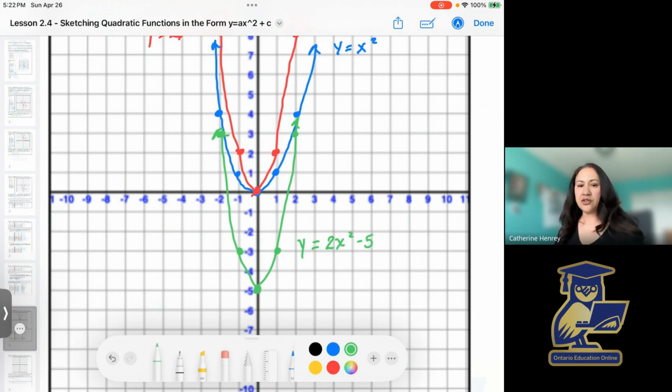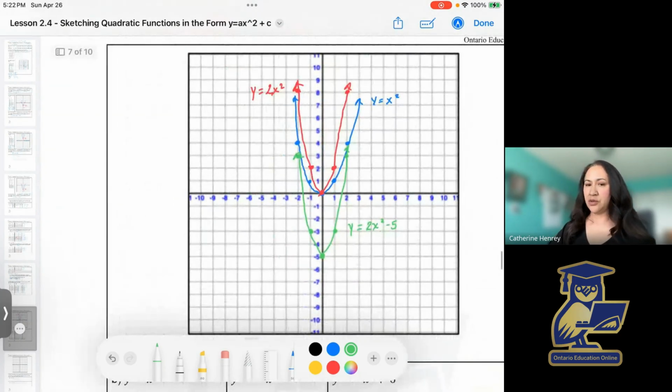So you can see how the transformations build on each other. We started with the parent function, which is in blue. Then we multiplied by that a factor, which we had taken a look at in previous lessons. And a factor of 2 causes the parabola to get stretched vertically by a factor of 2. And then finally, we subtracted 5. So our C is a -5. And that shifted the whole parabola down 5 units, which is represented by the green.